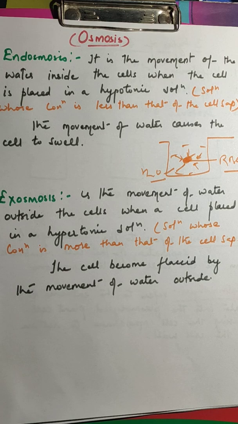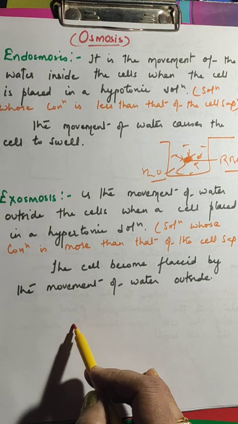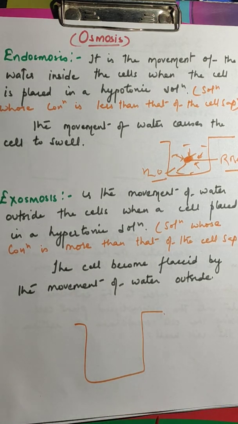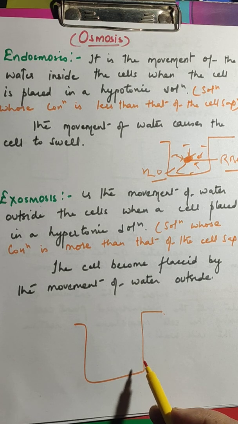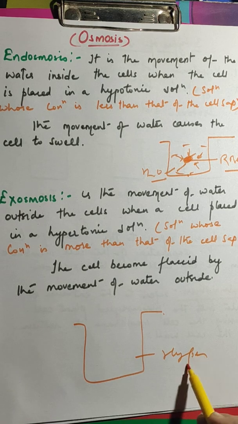It is the movement of water inside the cell when the cell is placed in a hypotonic solution. And hypotonic means a solution whose concentration is less than that of the cell sap. Here the cell sap is the RBC. Next is exosmosis. In the same way, in a beaker, if we place the RBC in a hypertonic solution, this is a hypotonic solution, and here this is a hypertonic solution.